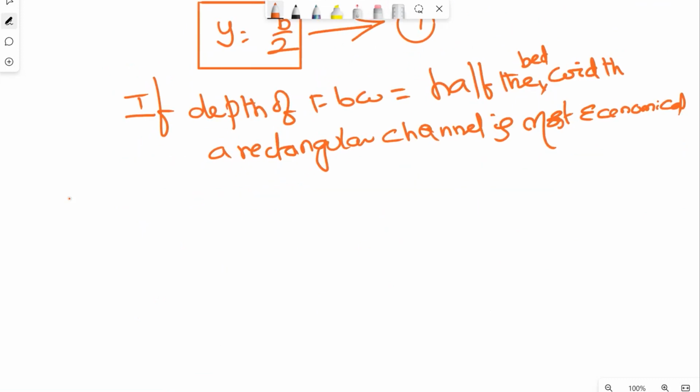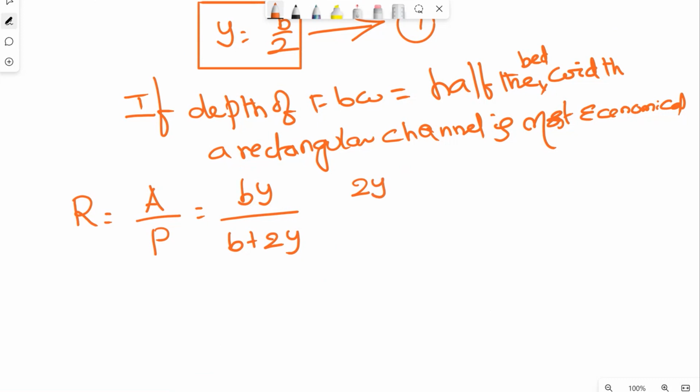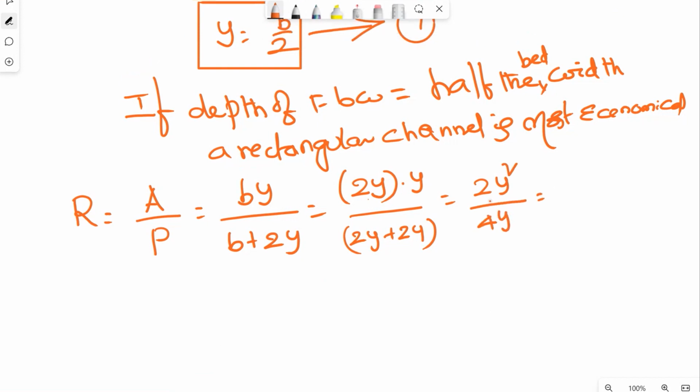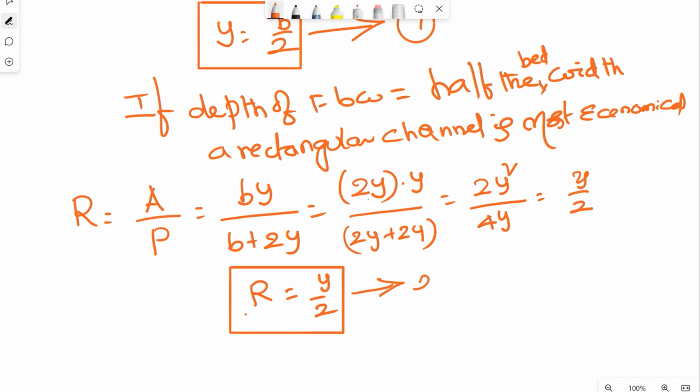Then I will take you to another condition. R is equal to, you know, A by P. A is equal to b y, and P is b plus 2y. Just now we got one condition, b is equal to 2y. So 2y into y divided by 2y plus 2y, that is 2y square divided by 4y. So 2 will cancel, y will cancel, then it will be y by 2. So that is the second condition for most economical.